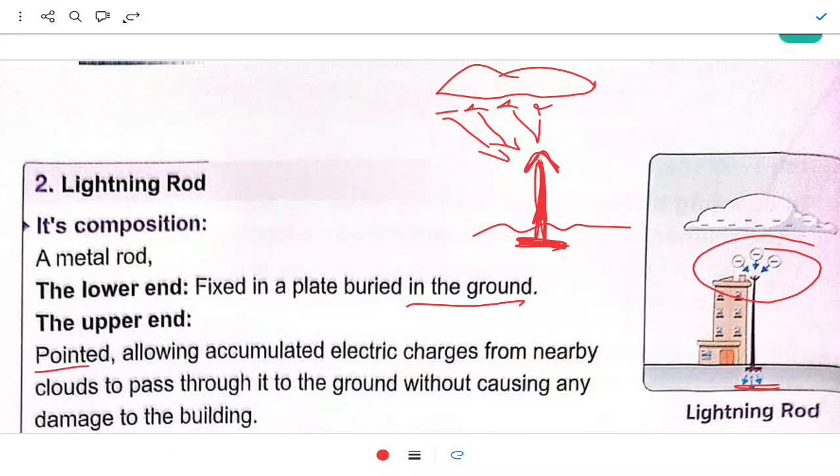Why do we use this lightning rod to accumulate these charges from the nearby clouds? I will tell you. Because these charges may cause damage to anything. So this rod will accumulate these charges and pass these charges to the ground without causing any damage to the building.